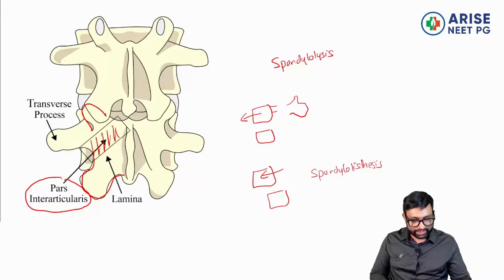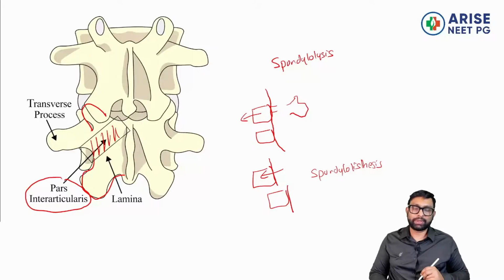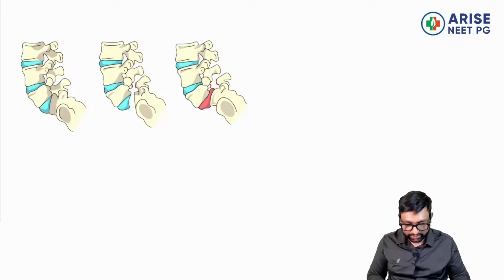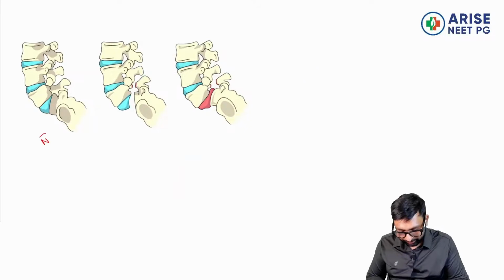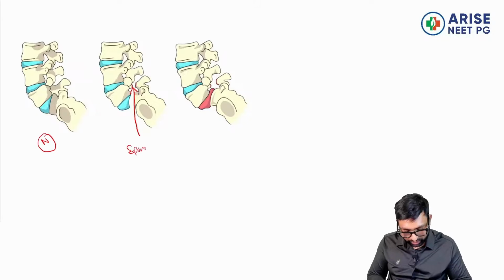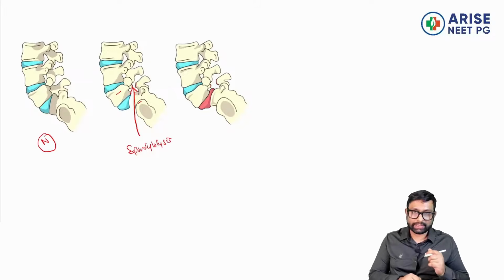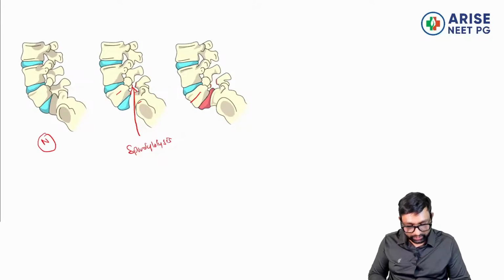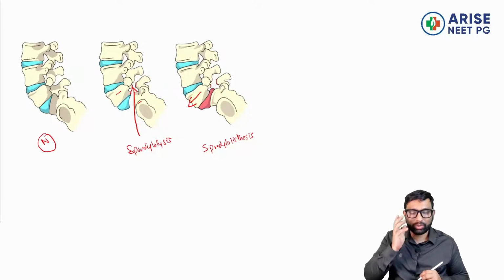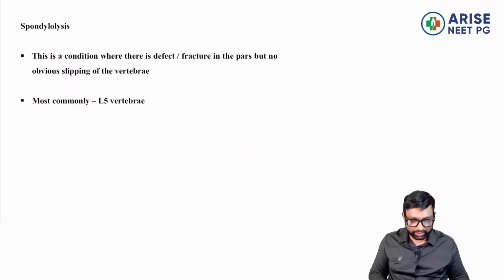So in spondylolysis, if you draw a line, that line will still be matching because the vertebra is not going forward, but in listhesis, that line is disrupted. That is a big difference here. So this is how a normal vertebra is. In this you can see that there is a break here. So this is called spondylolysis. You can see the vertebra is not translated forward. It is still in the same place. Here you can see that the vertebra is translated forward. So this is spondylolisthesis. Okay, so four important conditions to understand.